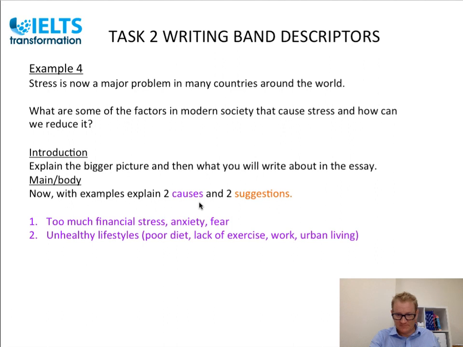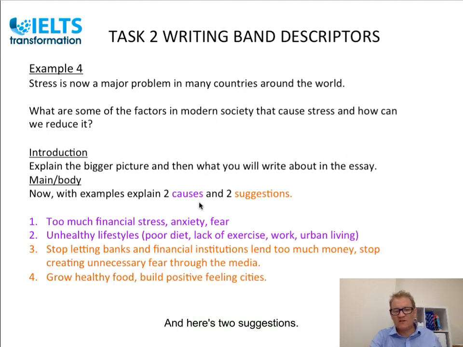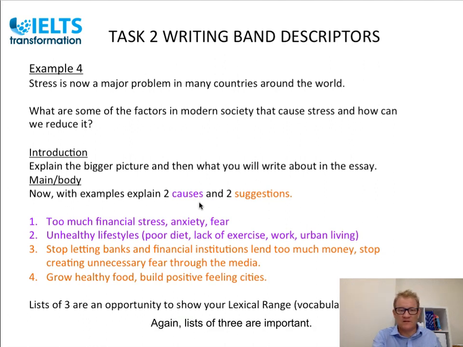Lists of 4 are also fine, but we like 3 or 4. And here are 2 suggestions. Stop letting banks and financial institutions lend too much money. Stop creating unnecessary fear through the media. Grow healthy food, build positive feeling cities, which means cities with lots of green trees and not ugly. Again, lists of 3 important.